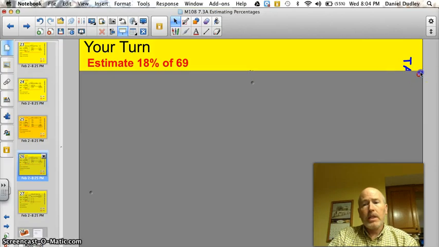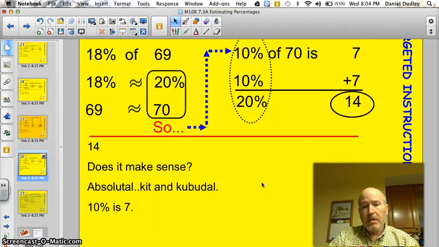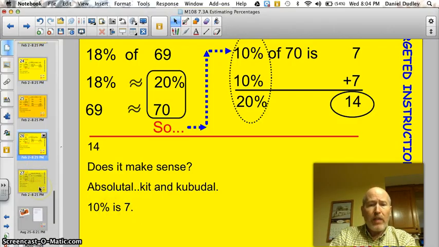All right, let's see how you did. Well, I rounded 18% to 20%. I rounded 69 to 70. And then I found 10% of 70 is 7, and here's another 10% is another 7. So I had a total of 20% of 70 being 14. Does it make sense? Absolutely. Well, I know that 10% is 7, so of course 20% will be 14. Good job. I'm sure you got that one right.